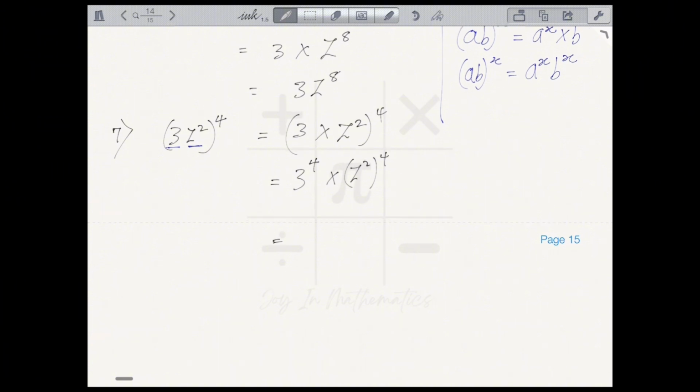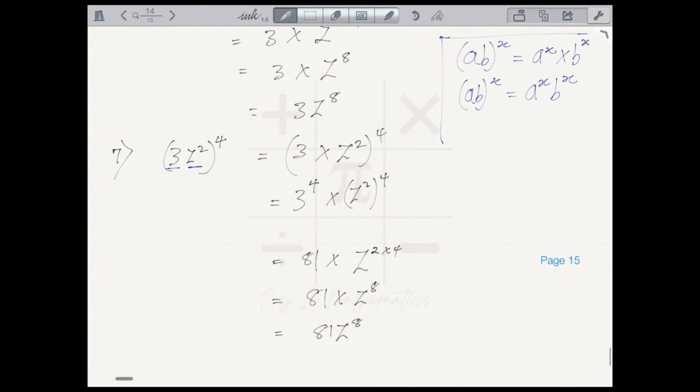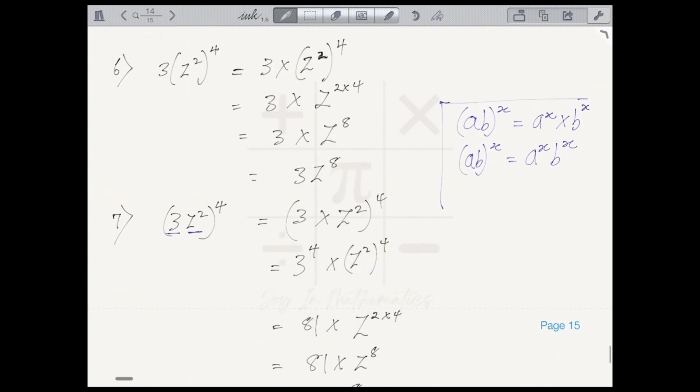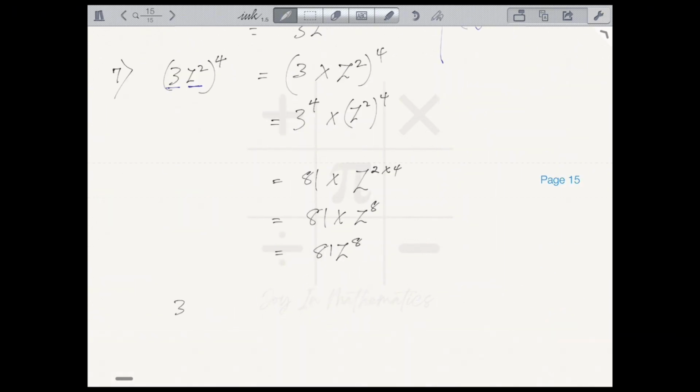Therefore, we can now simplify. 3 raised to the power of 4 is 81, and z squared raised to the power of 4 is z raised to the power 2 times 4, and this will give us 81 multiplied by z raised to the power 8, which is 81z raised to the power 8. Now we can see from this expression that (3z squared) raised to the power of 4 is not equal to 3 times z squared raised to the power of 4.